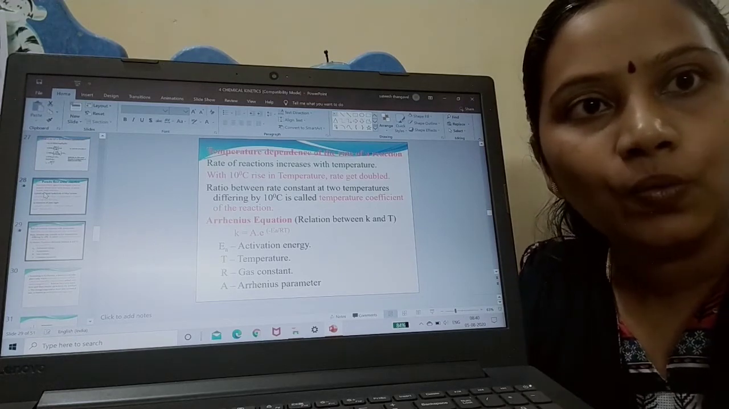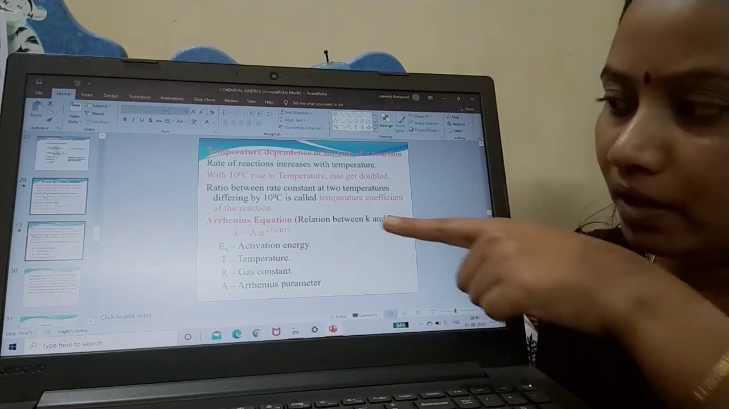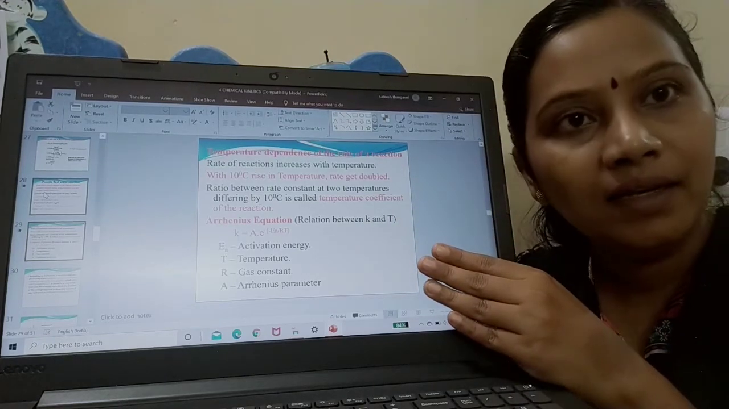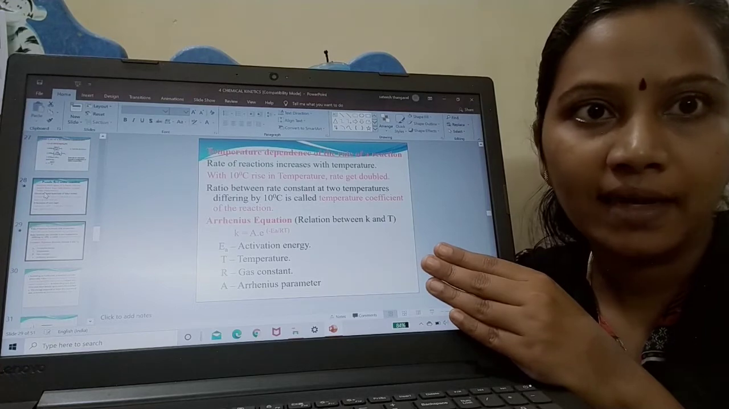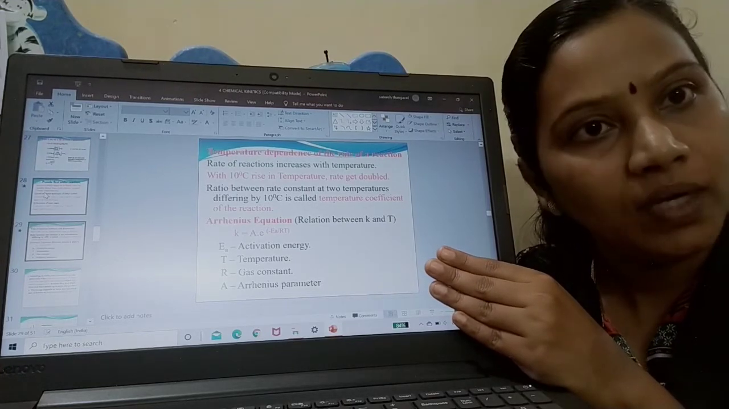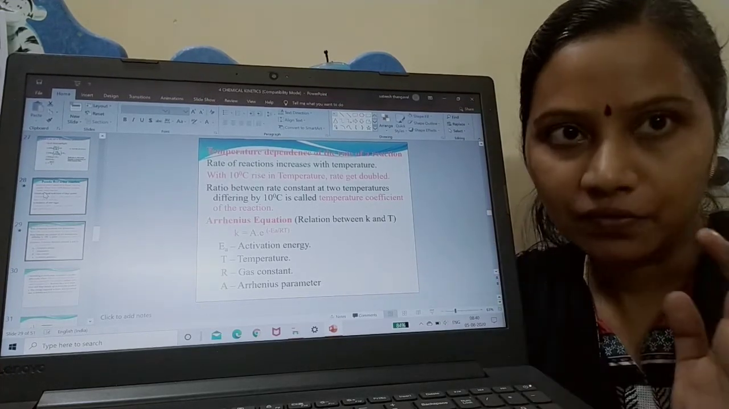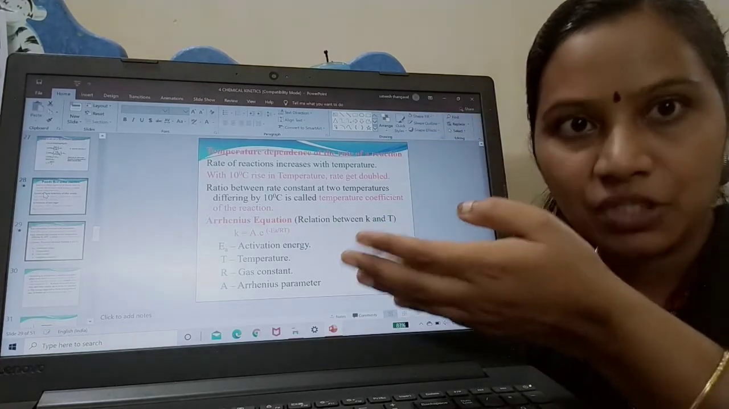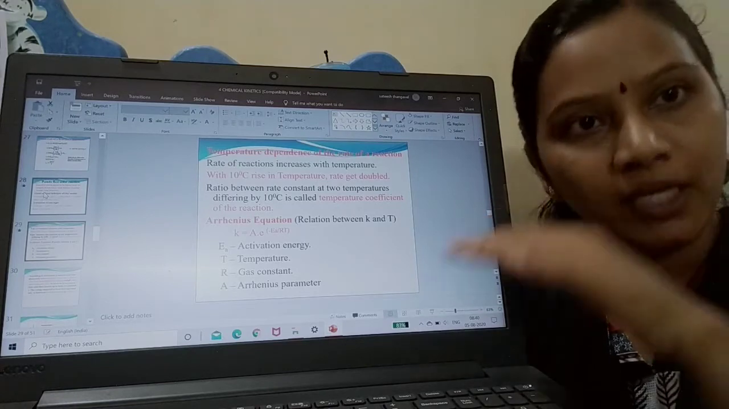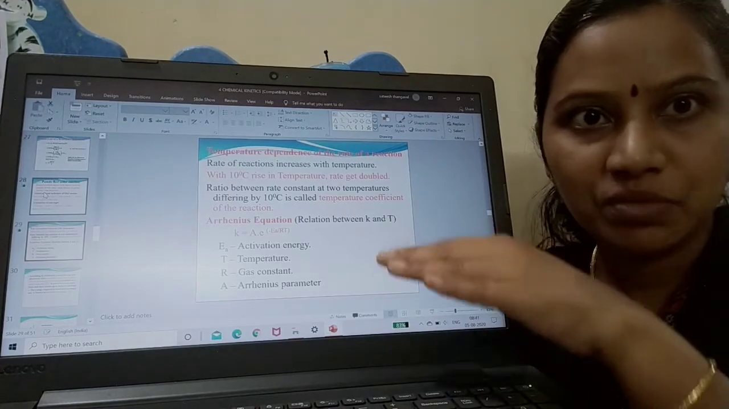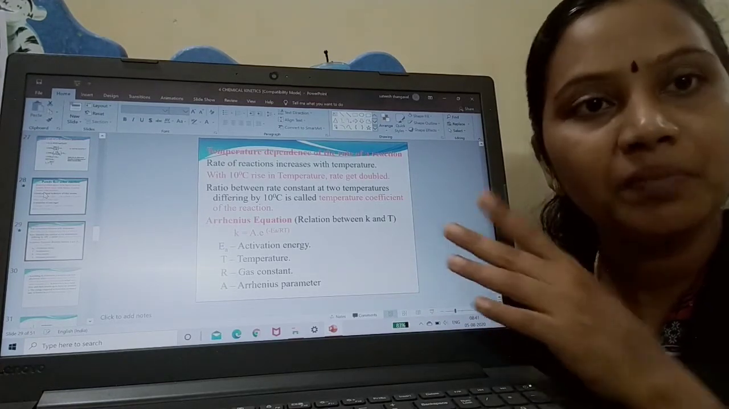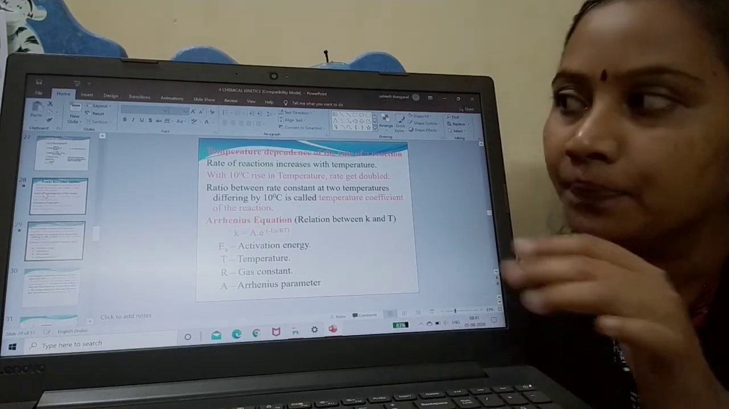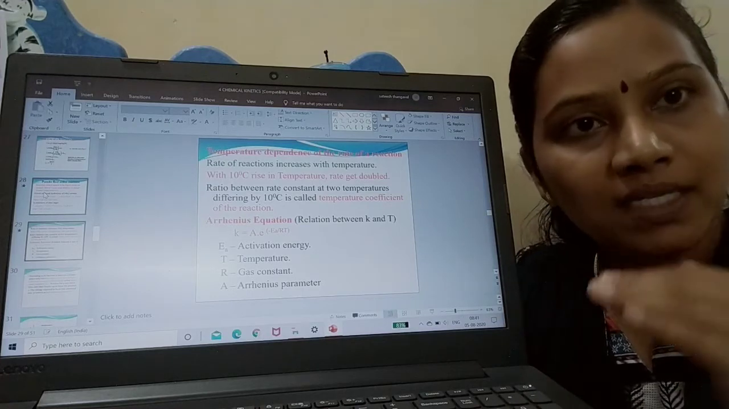Your Arrhenius equation will be relating your rate constant and temperature. Actually the Arrhenius equation and activation energy are there only for internal assessment. It is not there for the board exam. But since I am dealing with the rate of reaction with temperature, I need to include this topic. So I am just explaining it in a little detail. But this is not there for the final board exam. It's there for internal assessment. So what is the Arrhenius equation?